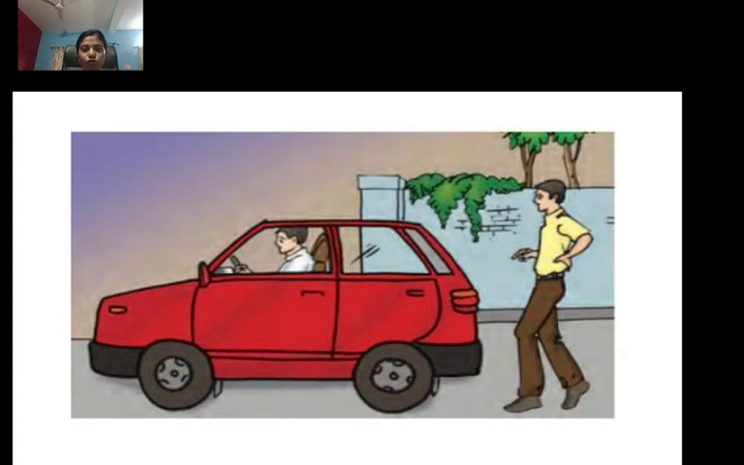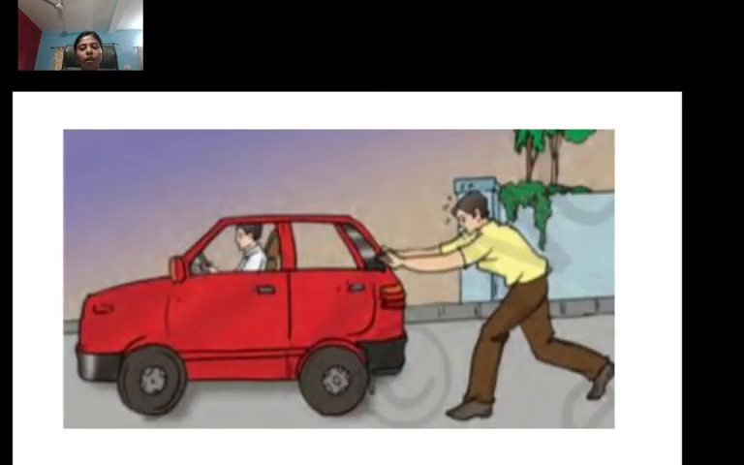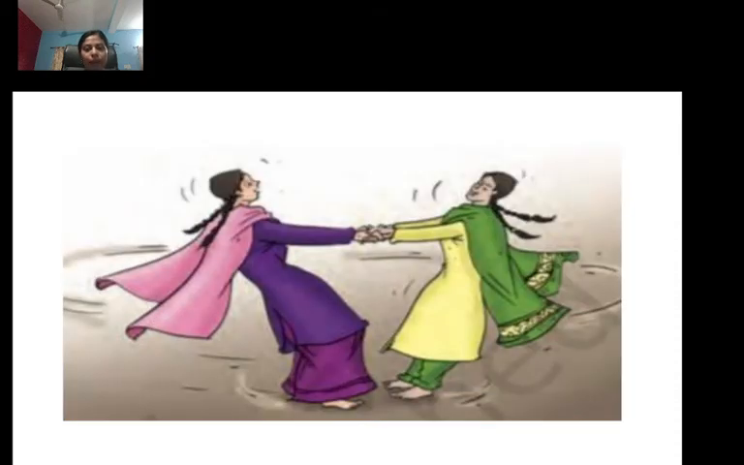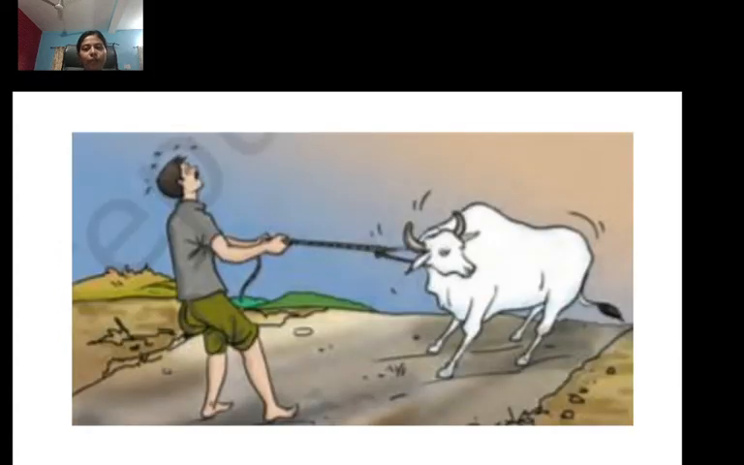One man tried to stop or is running, right? In this, one man is trying to stop that car, right? In this, two girls are fighting. Okay. In this, girls are playing. Okay. In this, that man is trying to stop the cow, right? Or he wants that cow to come to his side, right?